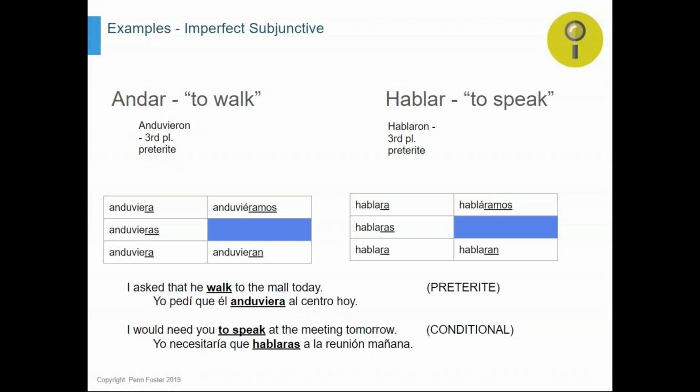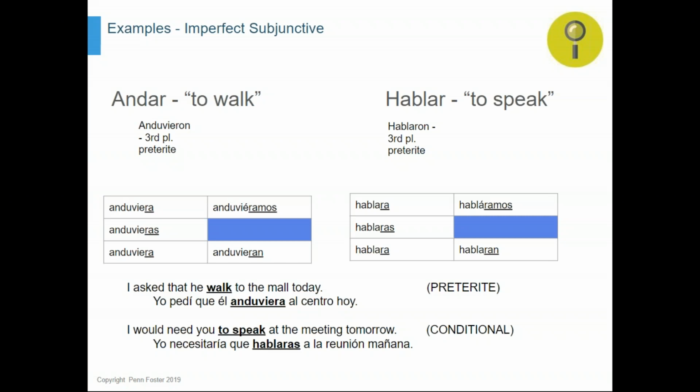And then our other example, hablar, that's a regular verb in the preterite to say they spoke or they talked, hablaron. Both of them end in RON, because ARON and IERON are the third plural preterite endings. And as we said on the previous slide, you would remove that RON, add the RA endings, and be able to conjugate the regular imperfect subjunctive.